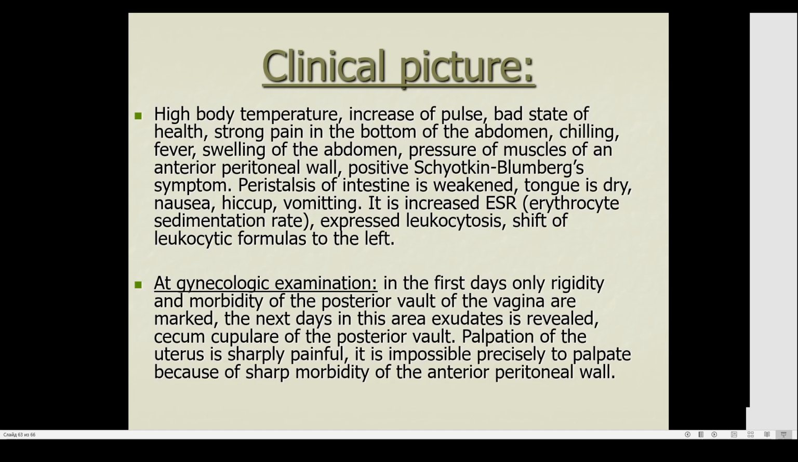What is clinical picture of pelviperitonitis? Of course, it's high body temperature, increase of pulse, bad state of health, strong pain in the bottom of the abdomen, chilling, fever until 40 degrees and more, swelling of the abdomen, tension of muscles of an anterior peritoneal wall, positive Shchetkin-Blumberg symptom, positive peritoneal symptoms.